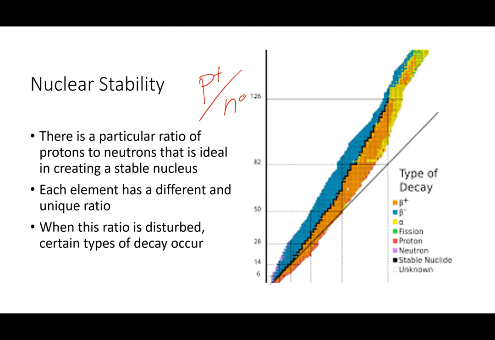All right, so let's look at this graph here. If you see this line here, that would be a 1-to-1 ratio of neutrons and protons. And there are types of decay that can occur when you plot this on a graph. A stable nucleus would follow this black curve here, and on either side of this curve, you can have different types of decay, and we're going to talk about those next.